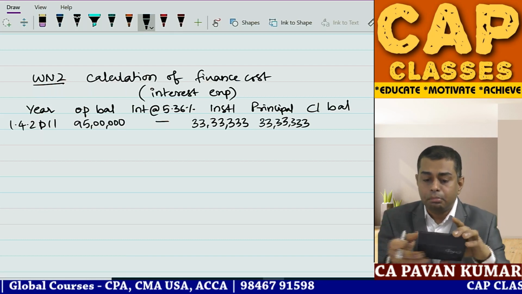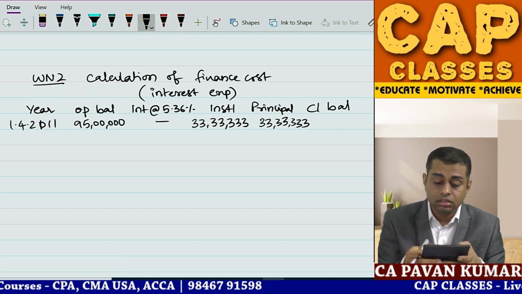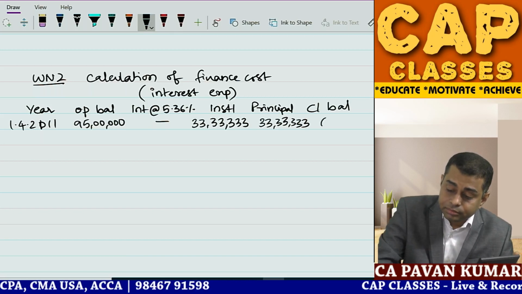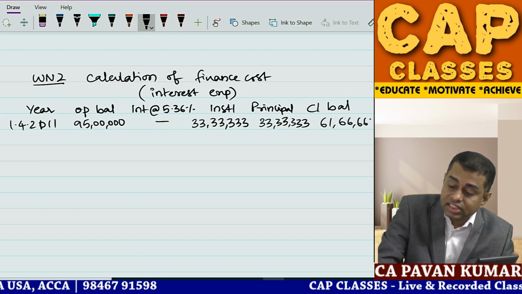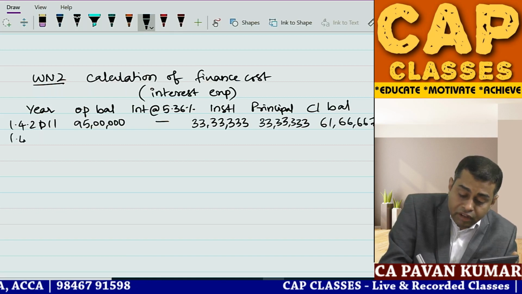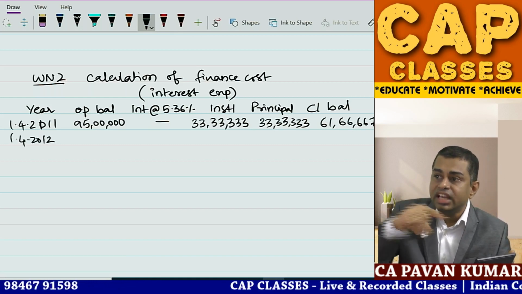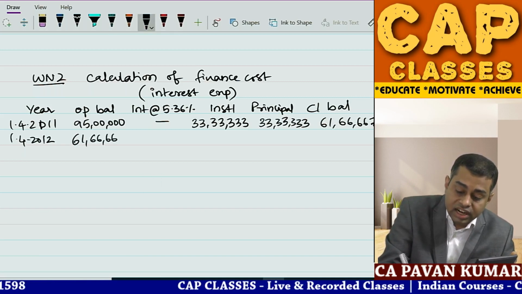95 lakhs minus 33,333. So 61 lakhs 66,667. So for 1/4/2012, the closing balance of the previous year is my opening balance here, 61 lakhs 66,667.